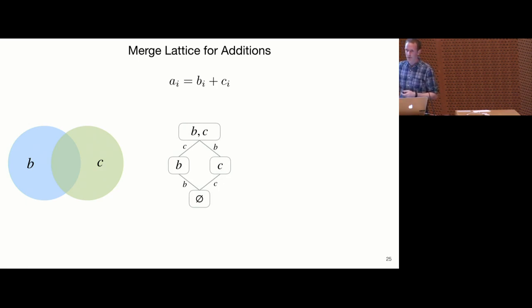So what this merge lattice is saying is iterate while B and C are valid. If C runs out of values, add in the rest of B. If B instead ran out of values first, add in the rest of C, and then you drop to the bottom. And from this structure, we can generate code. So we generate a piece of code from the first piece.